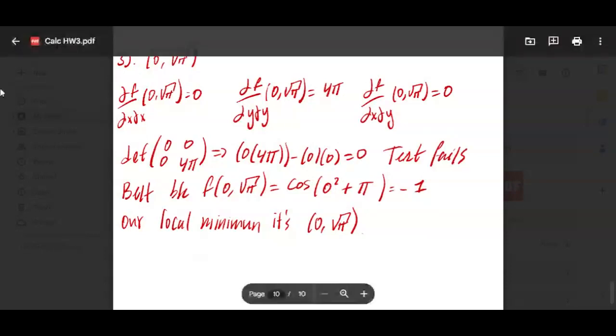So now you can tell us the reason, right? Why you conclude, even if the test fails, you can still conclude it's a local minimum. It's because of function analysis. Function analysis, got it. Yeah, because you just recognize cosine of any angle, the value is going from -1 to 1. All right? Okay, thank you.